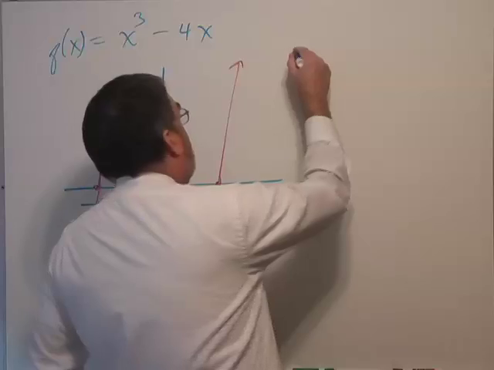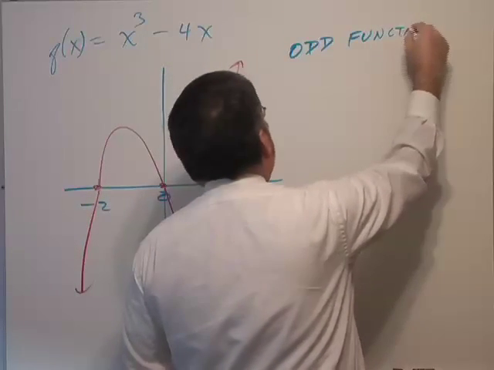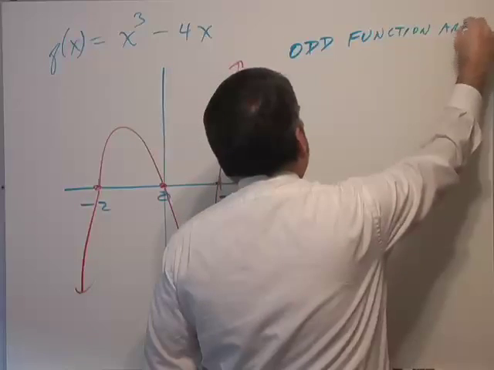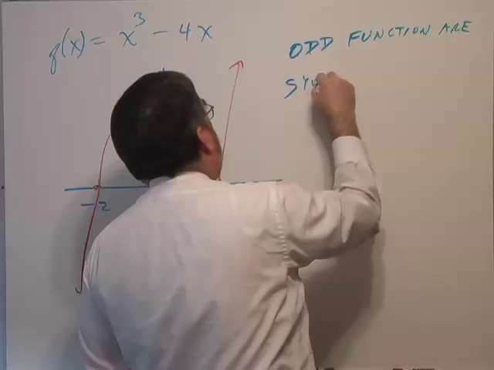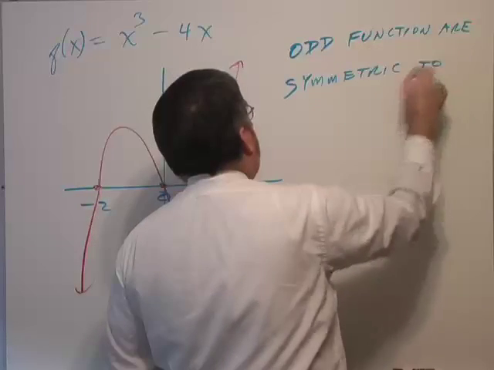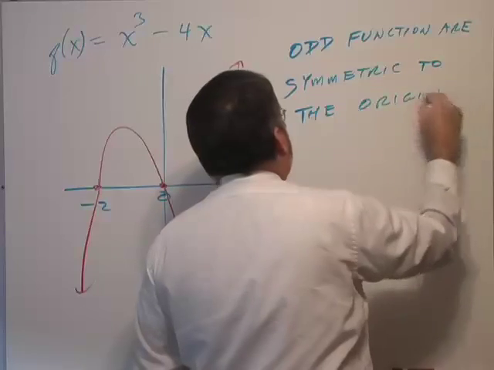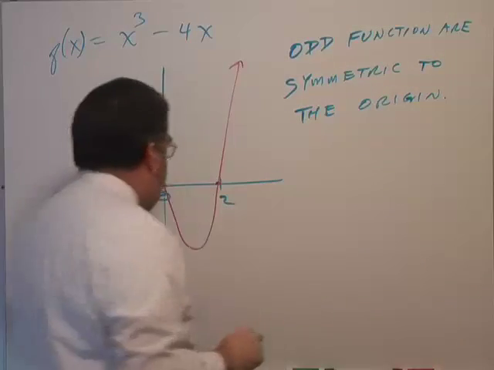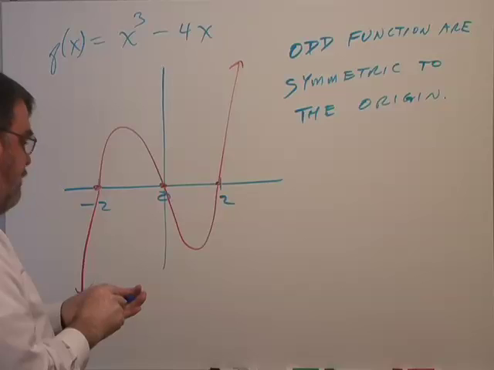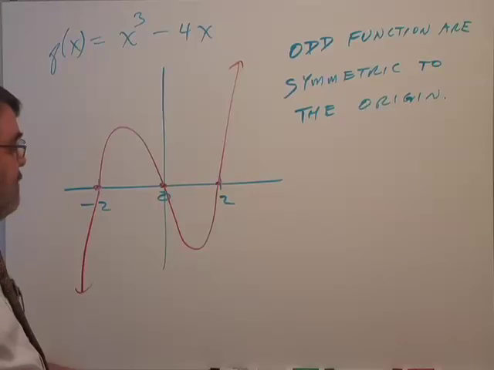So let's write that up. Odd functions are symmetric to the origin. Okay, point symmetry to the origin. All right, well, now what is the algebraic property of such a function?